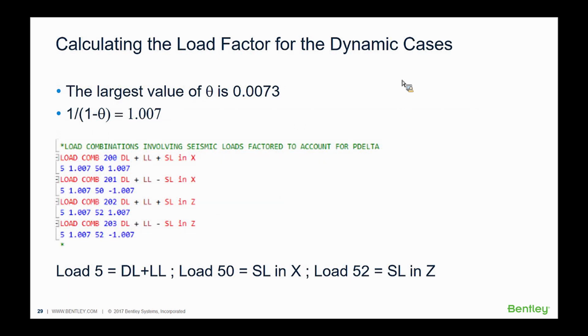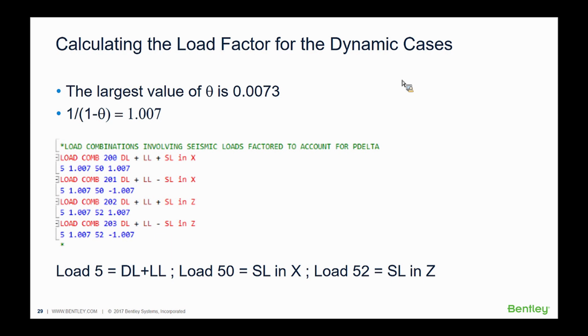So here is how we calculate the load factor to be used for the dynamic cases to ensure that P delta effects are included. Considering the largest value of theta, which is 0.0073, the factor 1 by 1 minus theta comes out to be 1.007. And as we can see in this slide, all the load combinations, which include the dynamic cases, have been multiplied by that 1.007 factor to ensure that we comply with the code requirement of including the P delta effect.